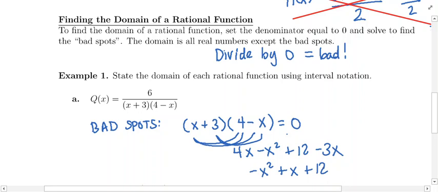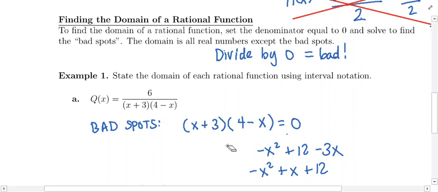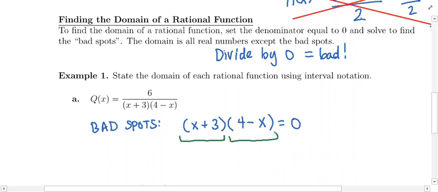So we're trying to solve a quadratic equation, and how do you do that? Well, you need to either factor or use the quadratic formula. As the denominator is written, x plus 3 times 4 minus x, it's already factored. So let's erase this. We don't need to multiply it out. We've already got it factored. We have two factors, two things that we're multiplying together.